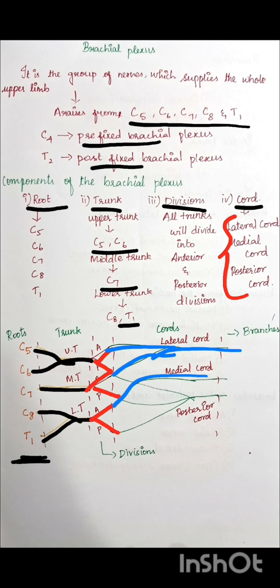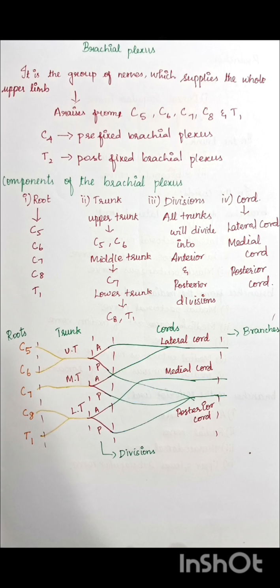That's it. Coming to the posterior divisions, the posterior cord is formed by the posterior divisions of all three trunks. So it is formed by the posterior divisions of the upper trunk, middle trunk and lower trunk, which is referred to as the posterior cord. These are the components of the brachial plexus.